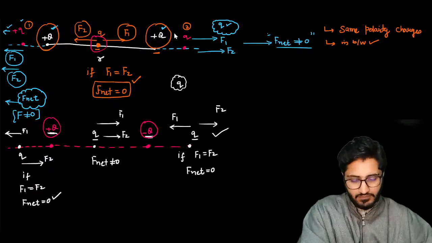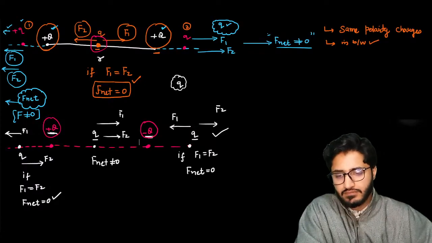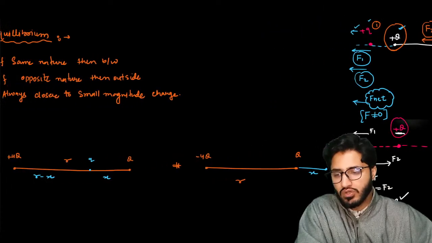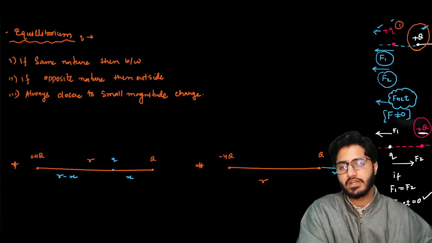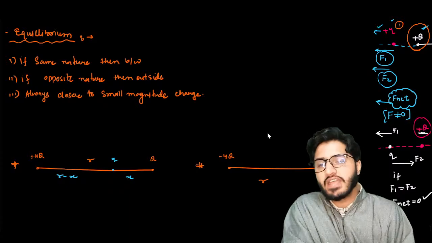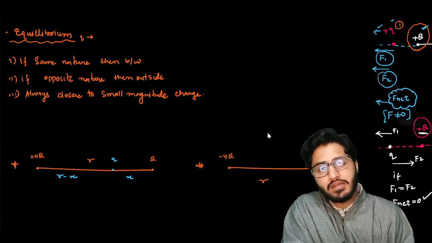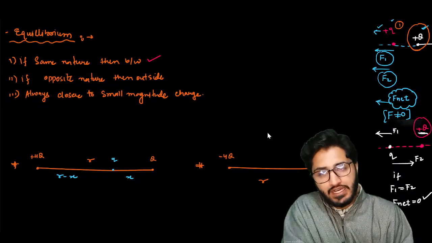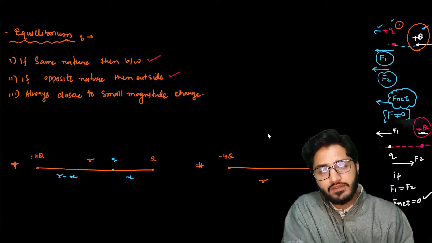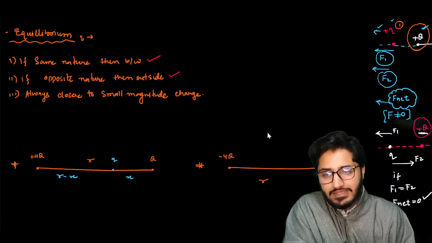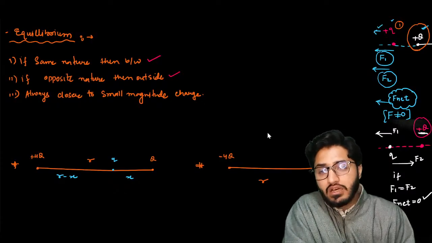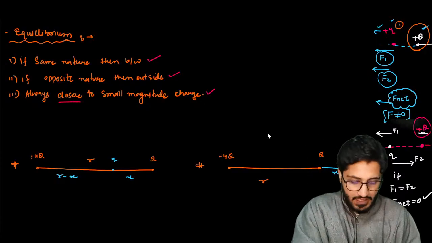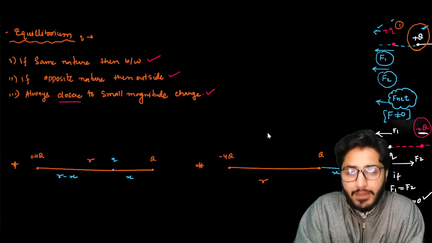Okay. Look now. This was some points related to equilibrium. First point: if we have same nature charges, then my equilibrium will be in between. If we have opposite polarity charges, then it will be outside. And my equilibrium will always be closer to the smaller magnitude one.